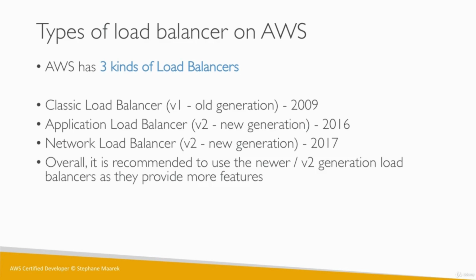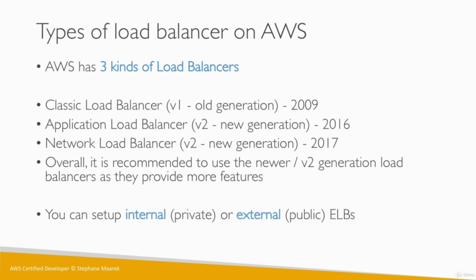And overall, it is now recommended by Amazon to use the newer V2 load balancer as they provide more features. So we'll see how the features relate to one another. But basically, the application load balancer and the network load balancer is what is going to be asked mainly at the exam. Although it's still important for you to know how a classic load balancer works. Overall, we can set up thanks to your load balancer an internal load balancer or an external load balancer depending on whether or not your application to be exposed externally or internally. So let's first talk about health checks.